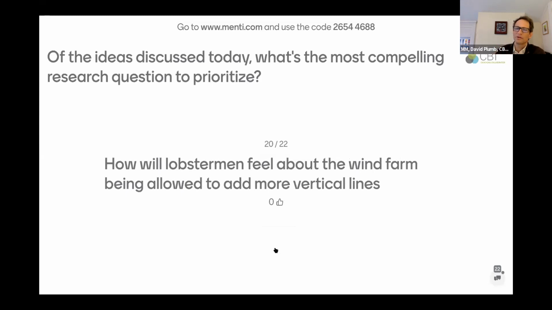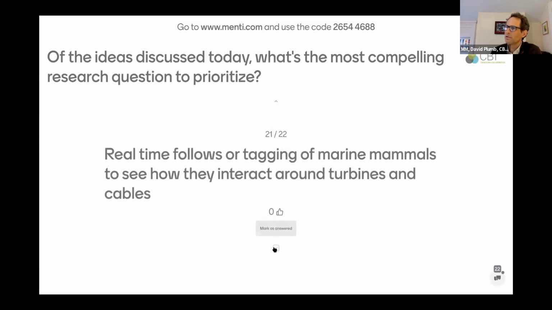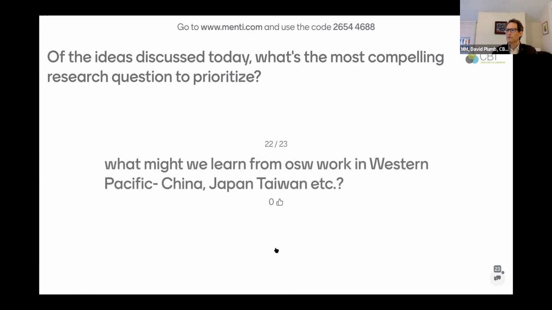And if you find them, particularly if you're doing the same thing as I am, you can just click on them and say, yep, that's absolutely one of my priorities as well, right? Someone just wrote in deep sea corals. Someone else wrote in real-time follows or tagging of marine mammals to see how they interact around the turbines.